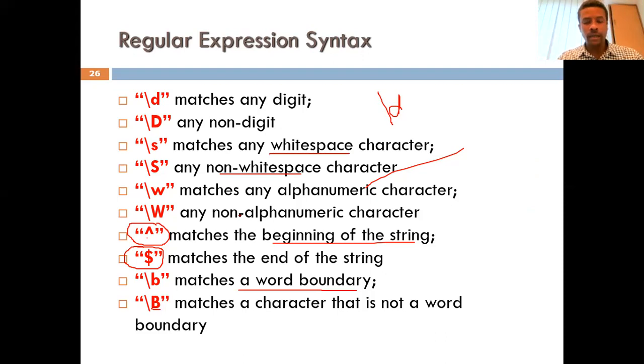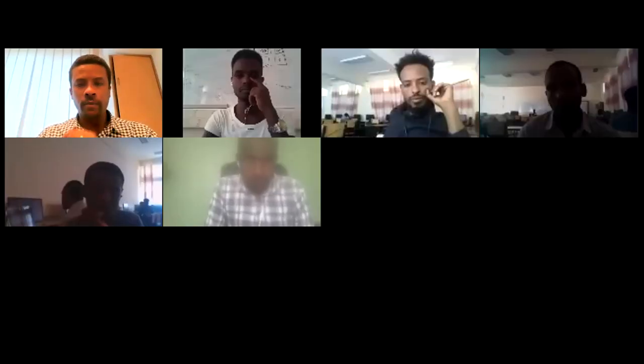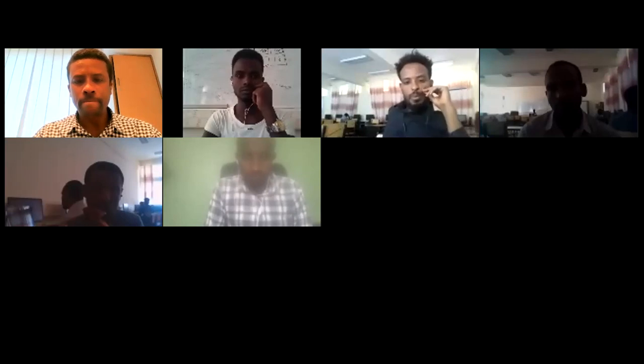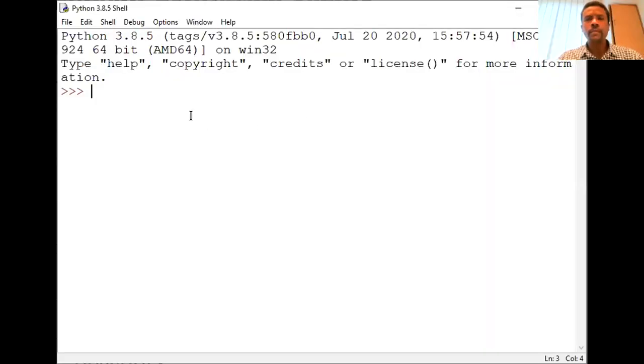Now, before going further, let us do some of them here. If you want to do regular expressions using Python, the first thing you have to do is import re. Python is a programming language, but within it there are many packages that you can import for your use. The moment you say import re, it means regular expressions can be used from this point on. Then let's have some strings.